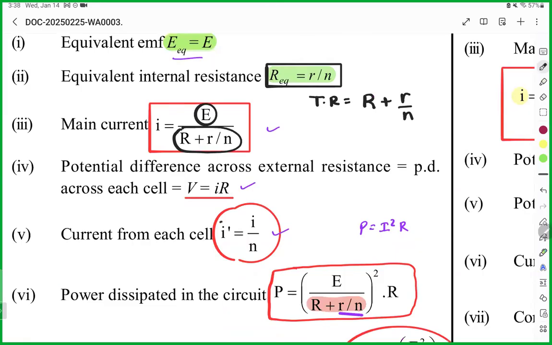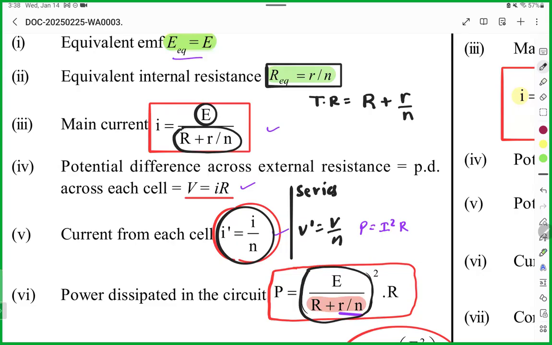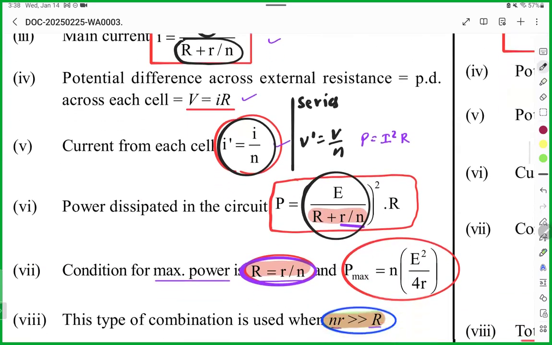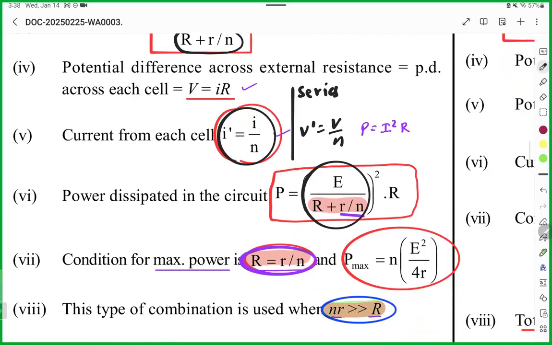Current in each cell will decrease by N times, because in parallel the current is different. In series, the potential was different. If you remember, compare with the series: in series, your potential becomes N times less than V. Okay. Power is I square R. Maximum power is important: maximum power occurs when both resistances become equal. When external resistance and internal resistance become equal, then it is maximum power.